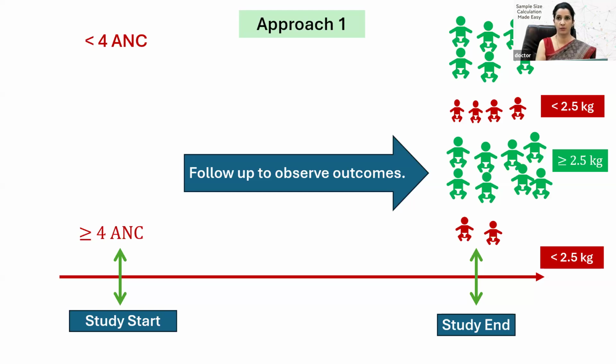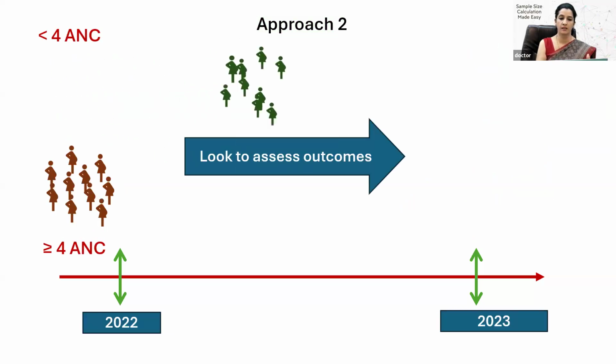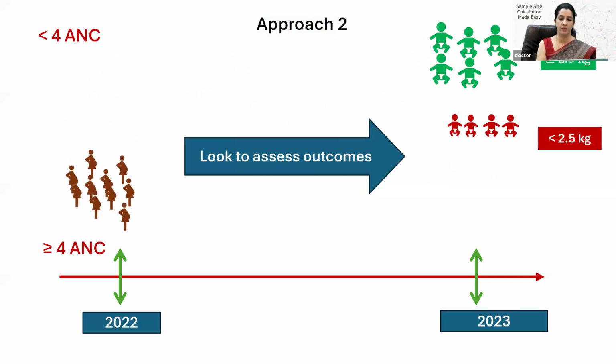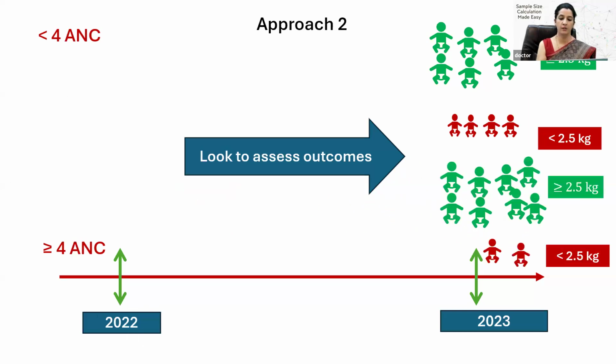So this is a cohort study, because we have started with the exposure, and the exposure is the women having less than 4 antenatal visits, and women having 4 or more antenatal visits. This is the second approach. What I did in this approach, in 2022, I had a register and I just classified the women on the basis of the number of antenatal visits. So I have made 2 exposure categories, less than 4 antenatal visits and 4 or more antenatal visits.